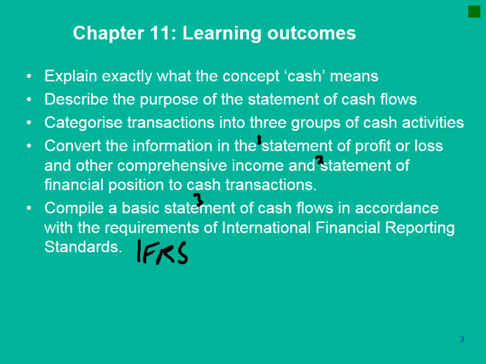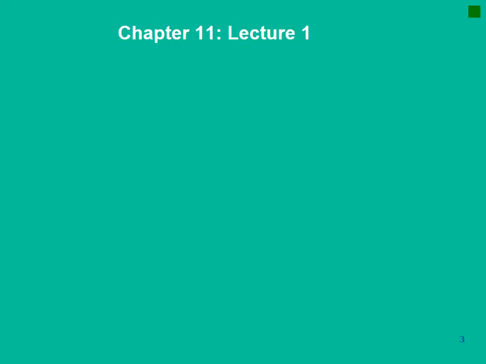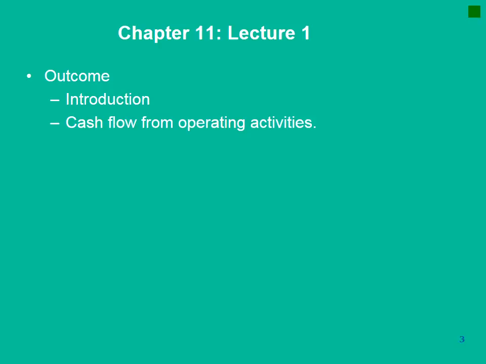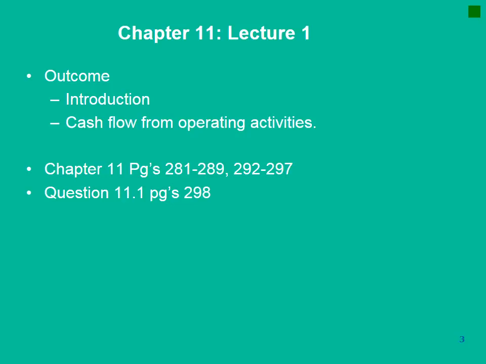You don't have to study IFRS in detail in first year. You'll do more of it in second year. But everything we teach you is in accordance with the requirements of IFRS. So in this lecture, I'm going to be doing the introduction and the cash flow from operating activities, which is the first section of the three sections of the cash flow statement. I'm going to be working from chapter 11, page 281 to 289 and 292 to 297. Question 11.1 is going to be done on a separate video together with question 11.4. So those you will see on video 2.